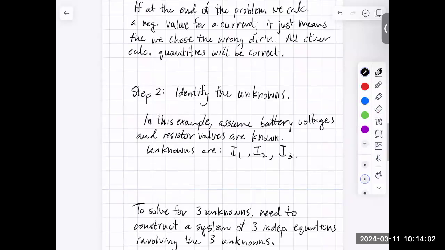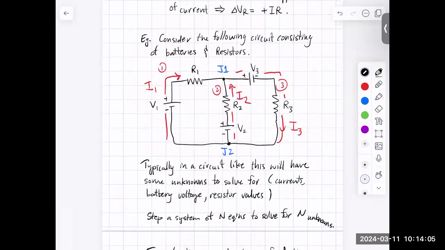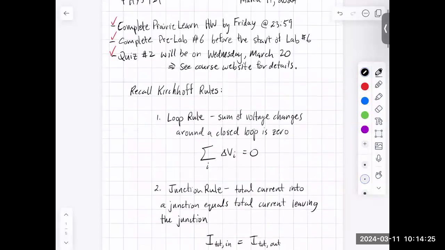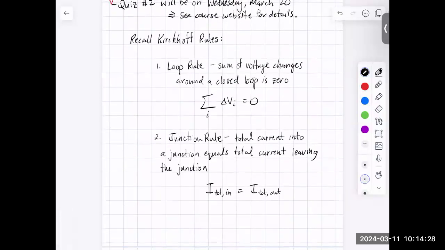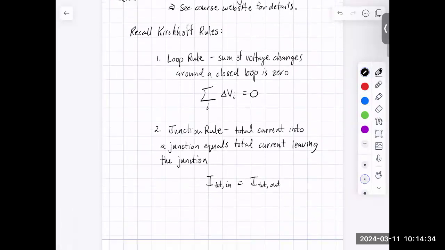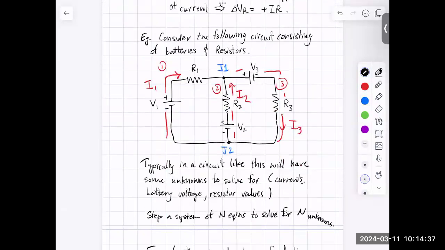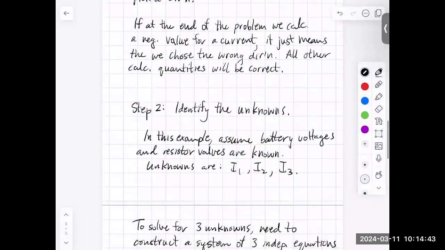Okay, good. So there is our circuit. We've labeled our currents. We've identified the unknowns as the values of I1, I2, and I3. And so the next step will be to start building that system of equations. To build the system of equations, we're going to make use of the Kirchhoff rules. I'm actually going to start with the junction rule. So we go back and look at our circuit, and we have 2 junctions, J1 and J2. So we'll make that our third step.